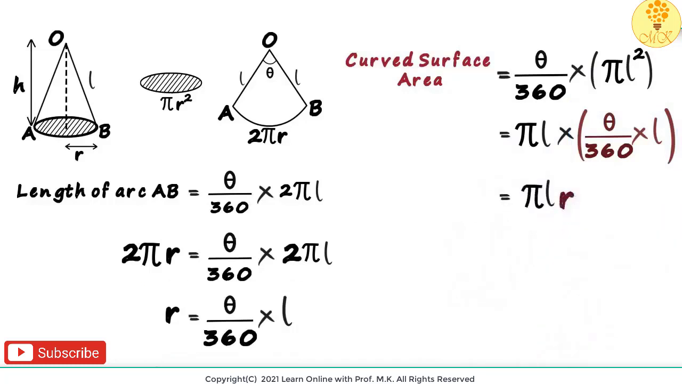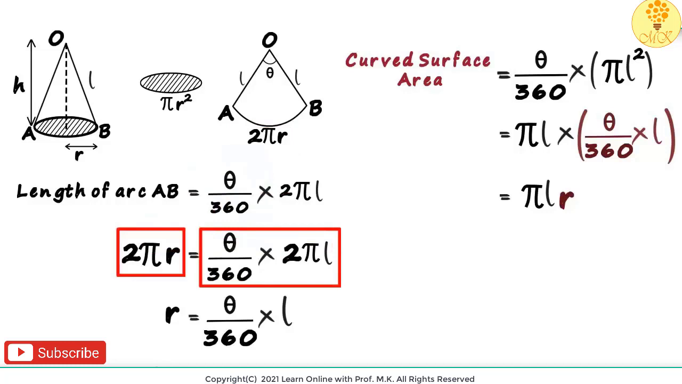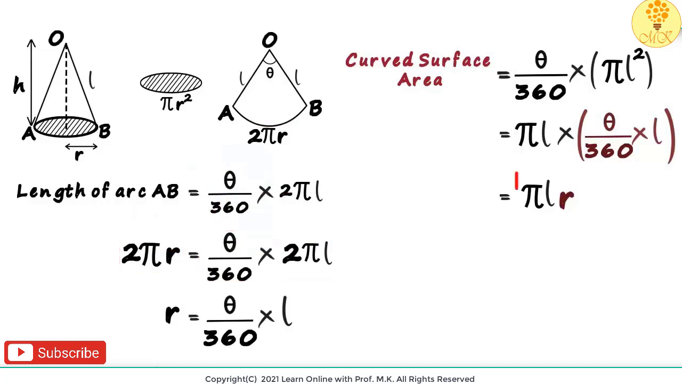Let us review what we just did. We found out the length of arc AB in two different ways and equated them. And then we found out the curved surface area using the formula of a sector of a circle. And then finally substituted the value of r in this formula to eliminate theta.